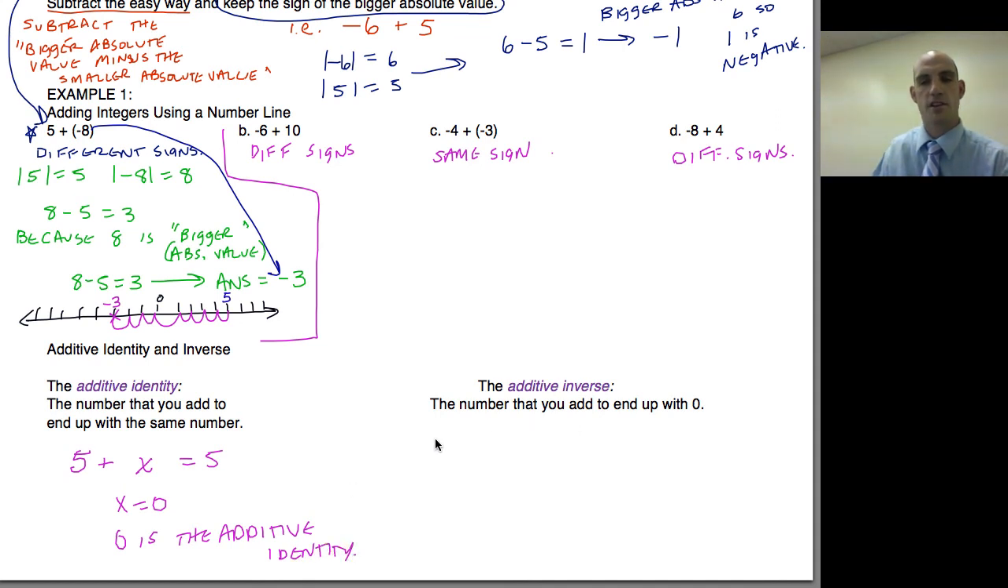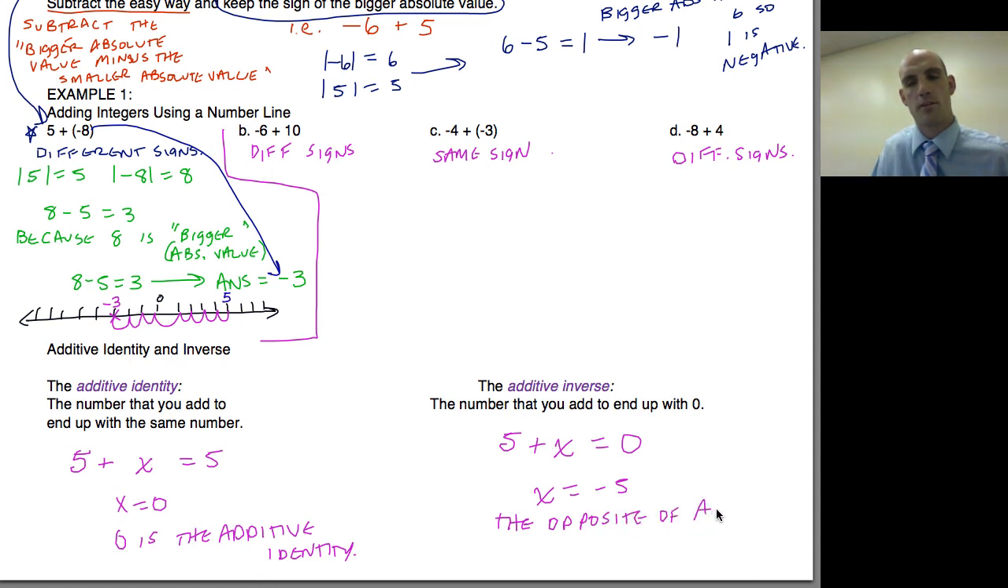And the additive inverse is the number that you add to end up with 0. So 5 plus x equals 0. Well, to get 0, I'd have to say x would be negative 5. So the opposite of a number is the additive inverse.